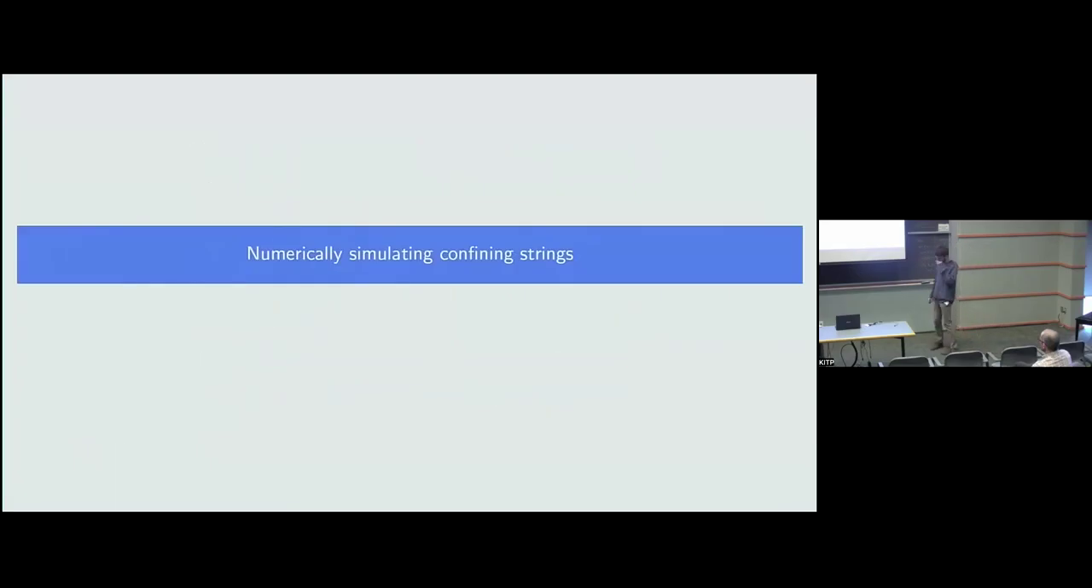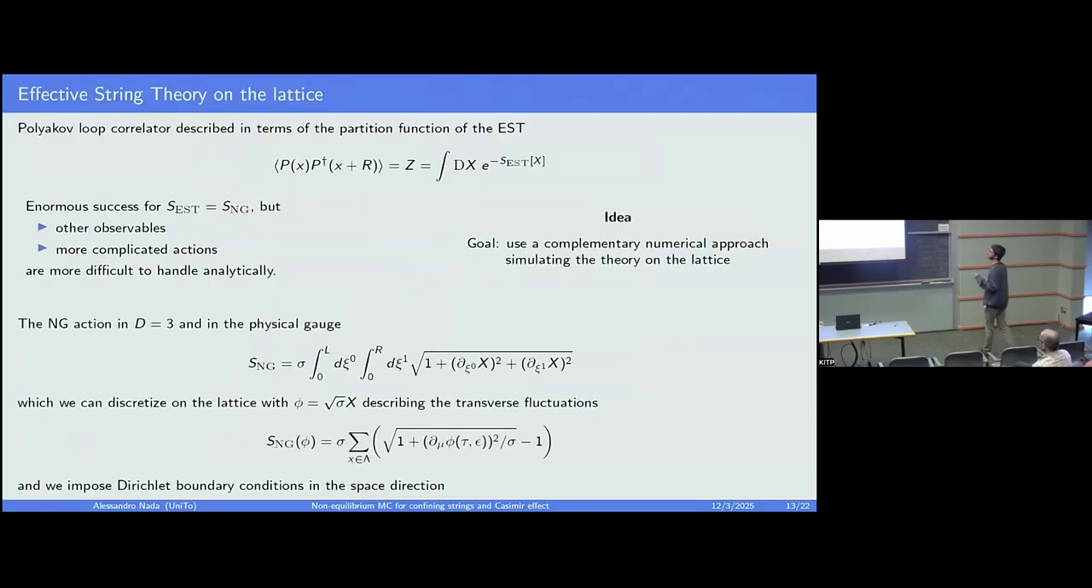Okay. So yeah, second part, confining strings. The idea was to essentially simulate the effective string theory. So what is effective string theory for the people who are not familiar with it? The idea is essentially the following. You start from an effective string theory. In the simplest case, you get the Nambu-Goto theory, so the bosonic string theory of a relativistic string.